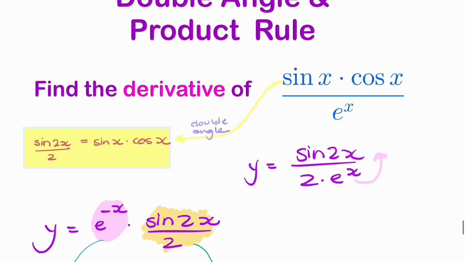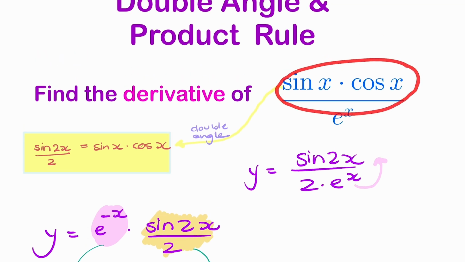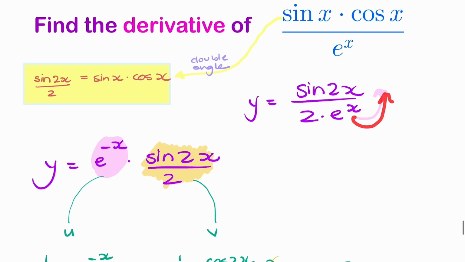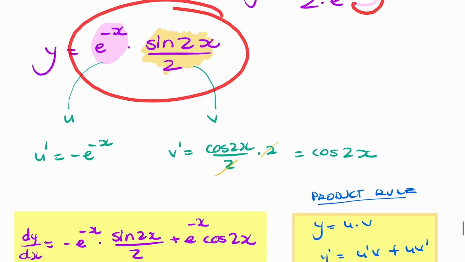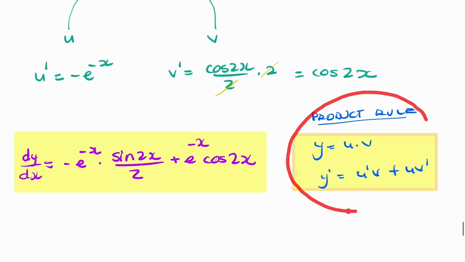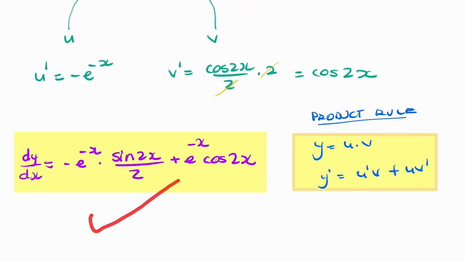So just to recap, double angle to simplify the numerator, we brought the denominator up to turn it into a product, and then we used the product rule. And that would be your final answer.